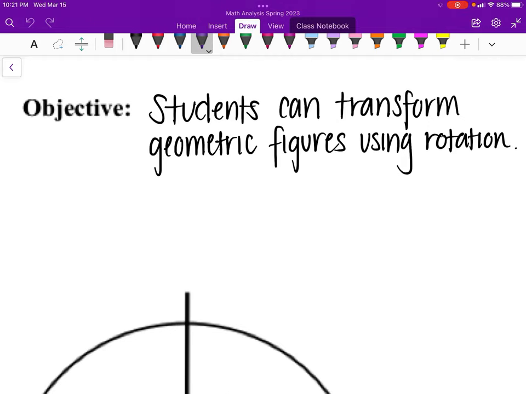All right, so for today's lesson, guys, we're actually going to be working with a rotation. We are going to be starting with transforming geometric figures or points, in this case, using rotation. So that is our objective.